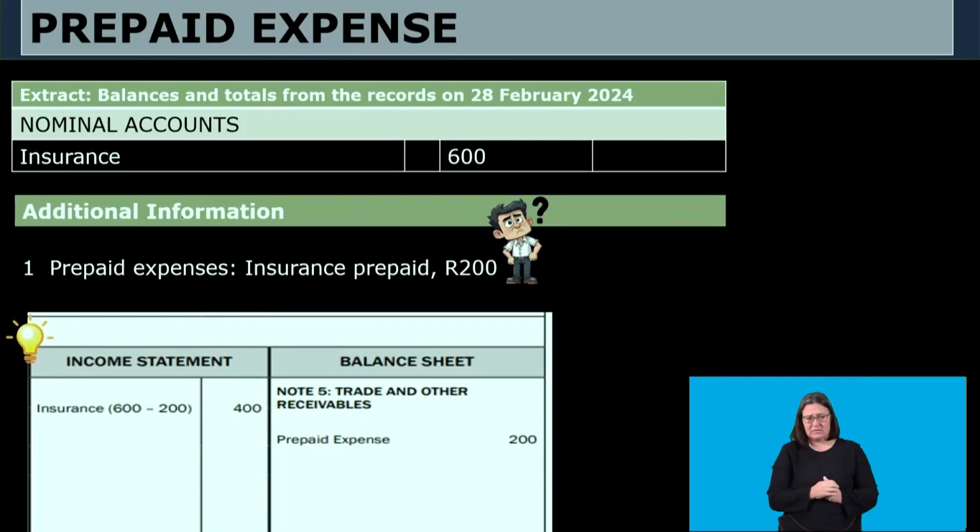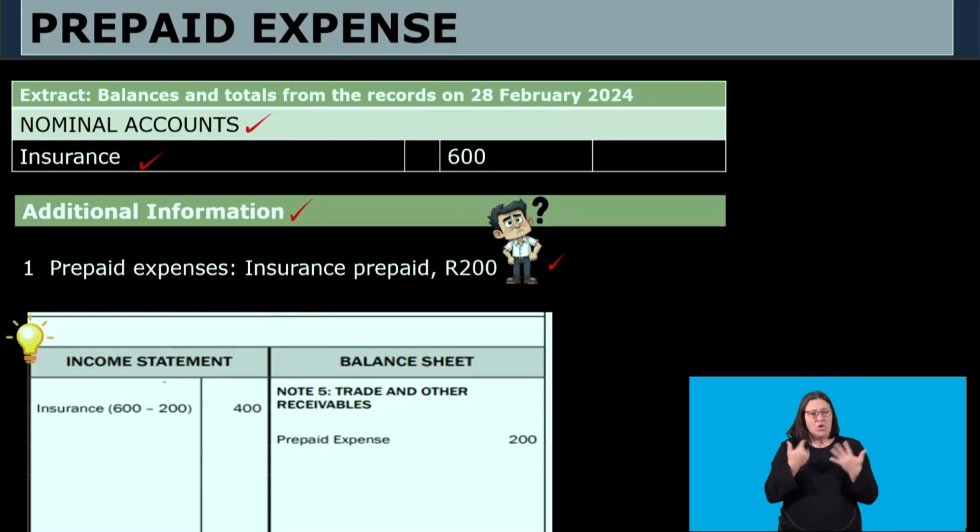The first one then reads, insurance. You can see we have insurance in the nominal accounts. Already you know this is an expense. Additional information. Prepaid expenses. There is insurance prepaid of 200. What do I do with that then? It simply means I have paid 200 rands in advance for a period that I have not yet used the insurance services. What do I do in the statement of comprehensive income?